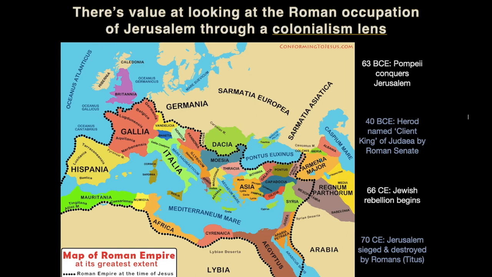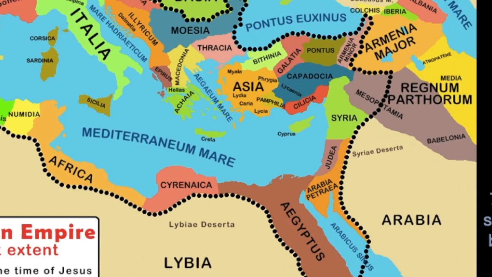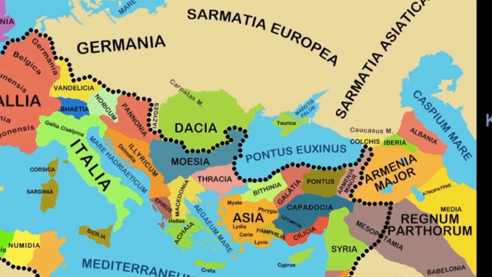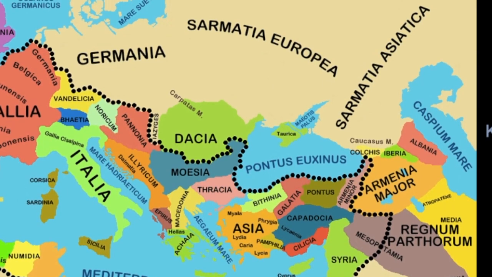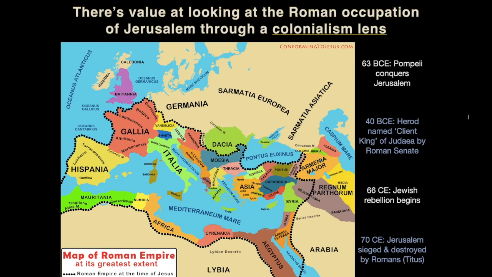I think there's value in looking at the Roman occupation of Jerusalem and all of Judea through a colonialism lens, a colonialistic lens, if you will. You can see Judea all the way down here, right next to Arabia, a small southeastern territory of the vast Roman Empire. It wasn't always part of Rome, but at about 63 BCE, before Common Era, Pompey conquered Jerusalem. And from that point on, they were controlled by the Romans. It was an occupied state.